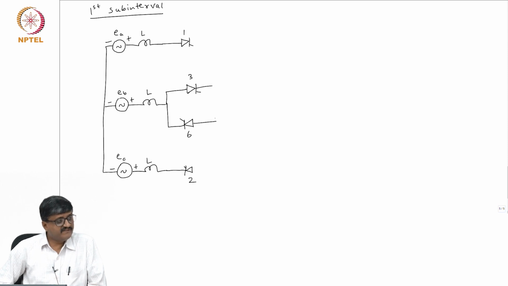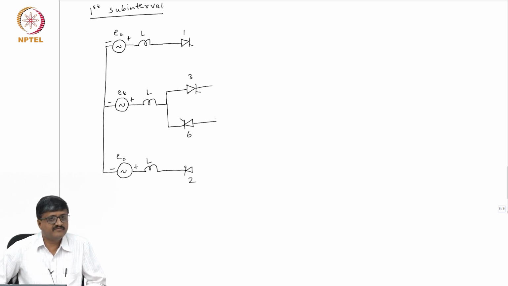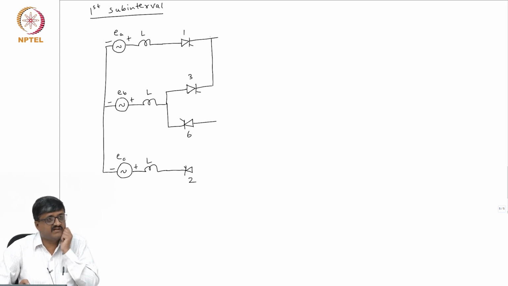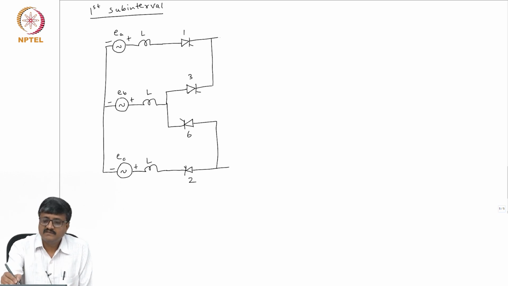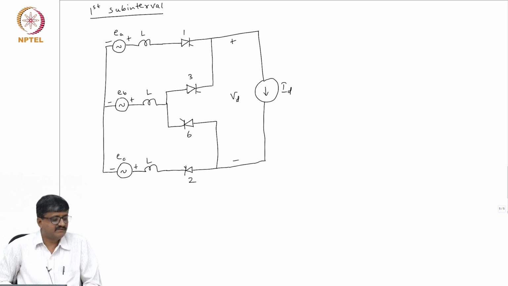Okay. Now, the cathode of 3 is actually connected to the cathode of 1, the cathodes of 1 and 3 are at the same potential. So, this is connected to the cathode. The anode of 6 is connected to the anode of 2, because all the anodes of 2, 4 and 6 are at the same potential. Okay. And the DC side has a current source ID. So, this is the positive terminal of the DC side, this is the negative terminal, Vd is the instantaneous voltage.